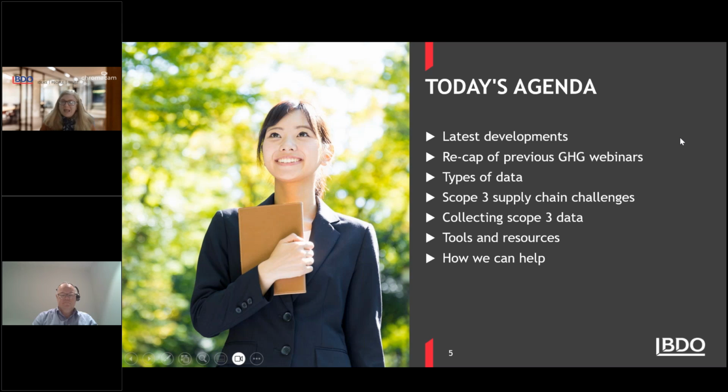Today's agenda, I would like to start with some of the latest developments, because every month there's latest developments, and this month no different. Then we'll look at a recap of our previous greenhouse gas webinars, and then we'll move on to Scope 3. So we'll look at the types of data, we'll look at some of the Scope 3 supply chain challenges, we'll look at collecting Scope 3 data, and then a reminder of the tools and the resources we have available and how we can help you.